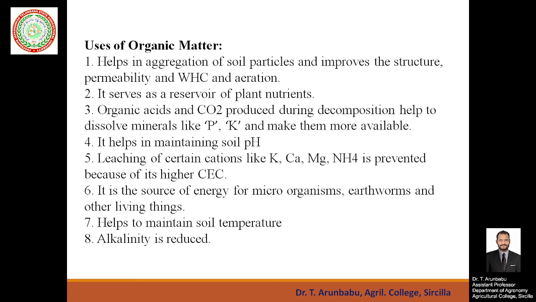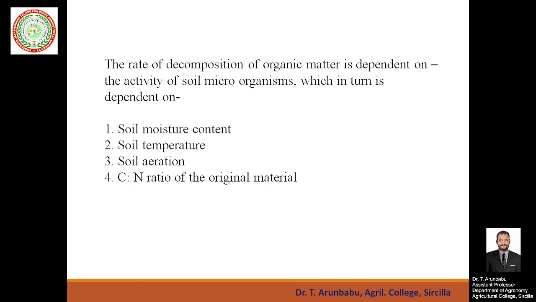And organic matter helps to maintain the soil temperature, which is required for soil microorganism growth as well as seed germination and subsequent growth of the crops. And the alkalinity also can be reduced by using organic matter. And the rate of decomposition of organic matter is dependent on the activity of soil microorganisms, which in turn is dependent on soil moisture content, soil temperature, soil aeration, and at the same time the carbon nitrogen ratio of the particular organic material.